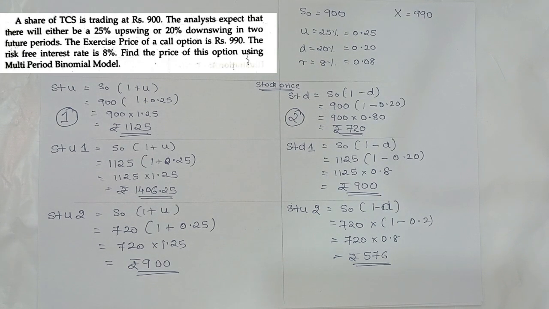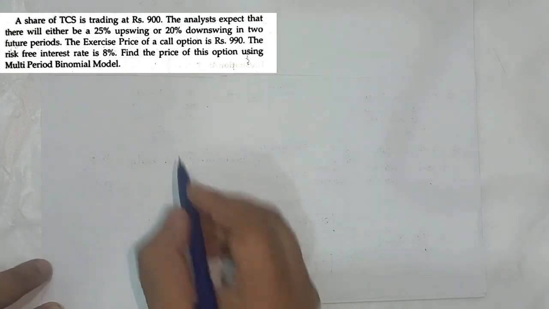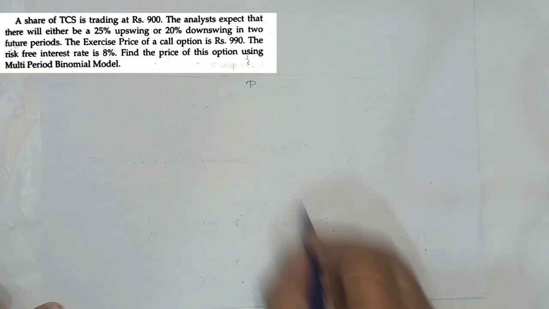Now let us find the probability in the same way. Probability will have only one formula, that one step. And then we will make the tree diagram based on multi-period. Okay, first everyone note down up to this step, and then we will start with the probability part. Now, to find the probability, we'll note down here as probability.